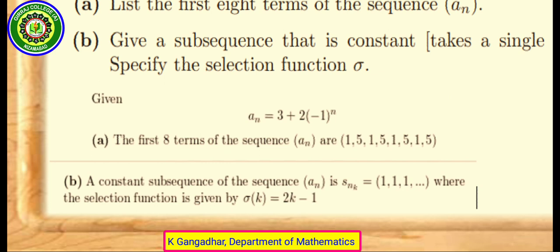So here we have only 2 values. We can define subsequences in two ways. One is 1, 1, 1, 1, where 1 is constant. The second subsequence is 5, 5, 5, 5, where 5 is also constant. So these two are constant subsequences of the given sequence, 1, 1, 1 or 5, 5, 5. The k-th term of the subsequence is 2k minus 1.